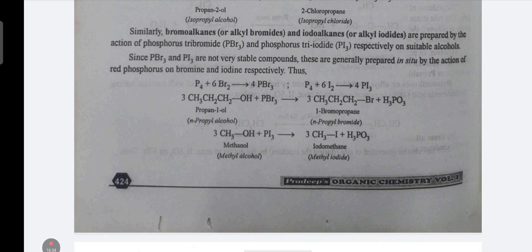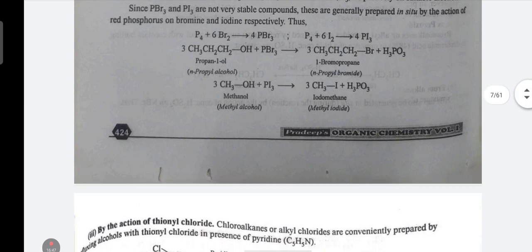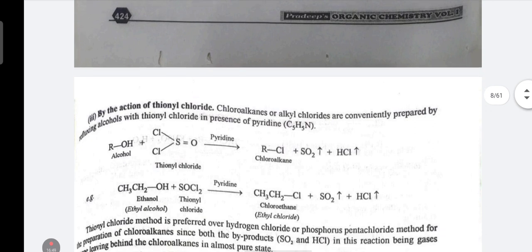Since PBr3 and PI3 are not very stable compounds, these are generally prepared in situ by the action of red phosphorus on bromine and iodine, respectively.